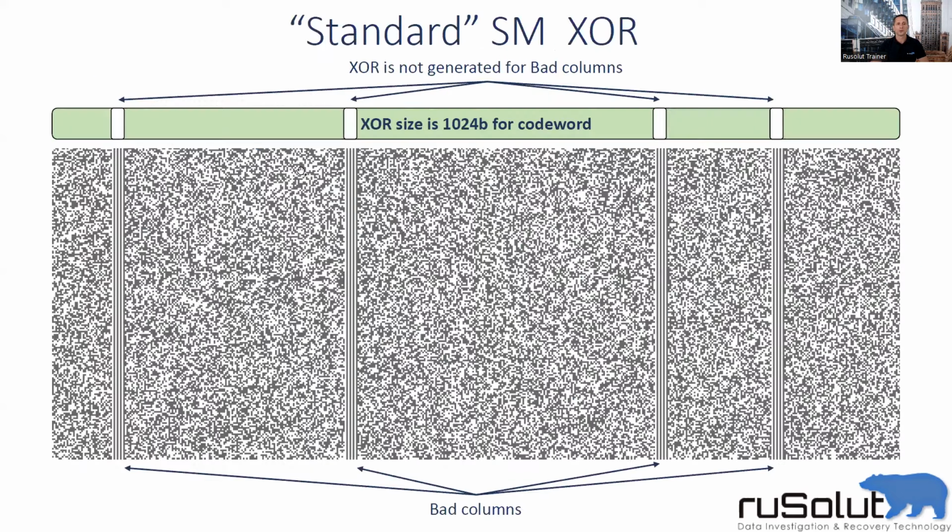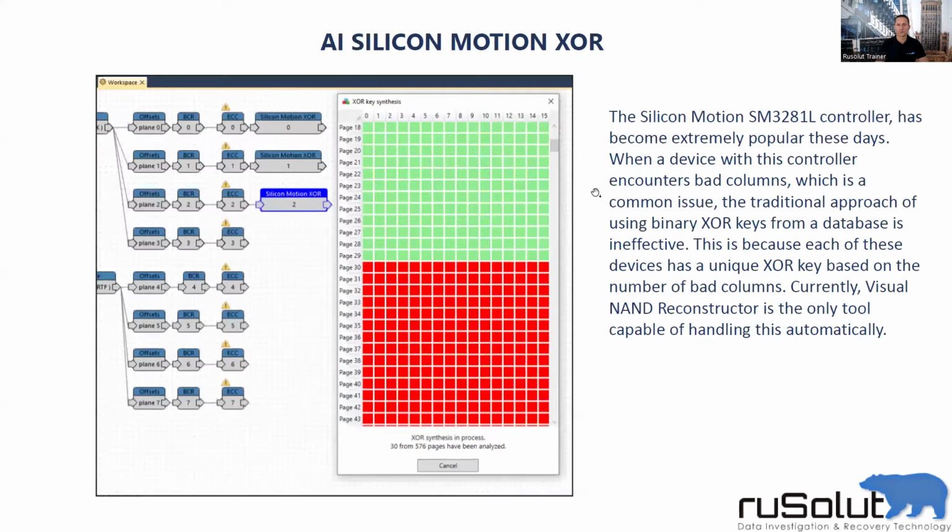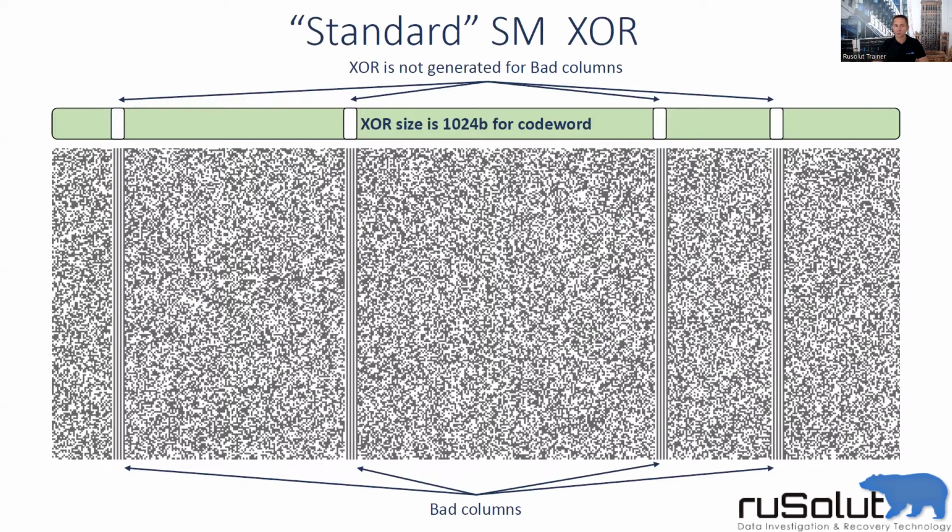It looks like this. So the standard, it looks like this. And firstly, in order to understand the difference of the key for this controller, let me tell you several words about the standard key. Standard Silicon Motion key or any other key which we could see before.